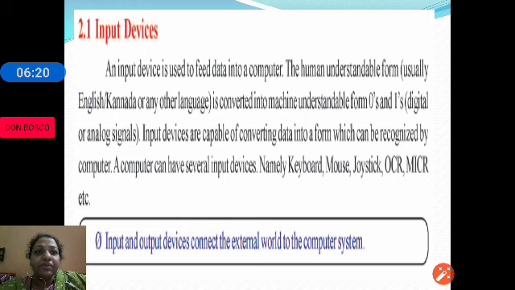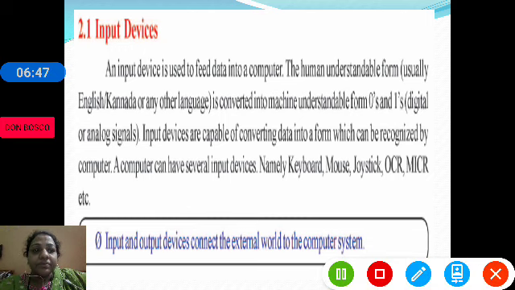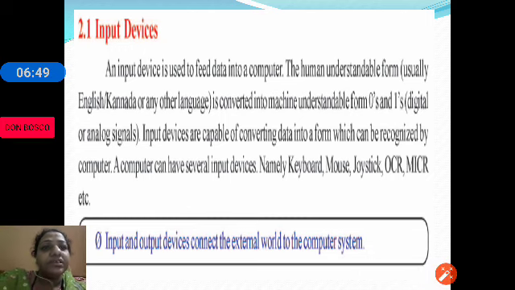Data is in a human understandable form, that is, we understand English, Kannada, Hindi, Urdu and many other languages. But a computer understands its own language called machine language. A computer understandable language is also called machine language, that is a language of zeros and ones, digital or it can be analog signals also.